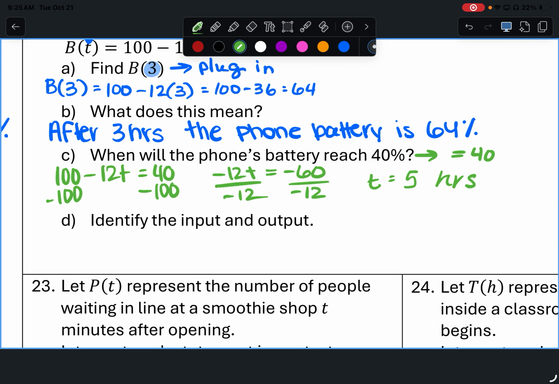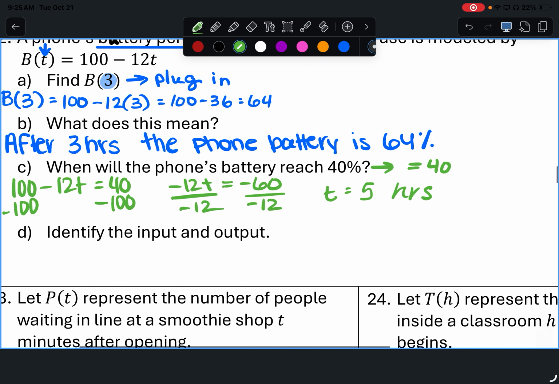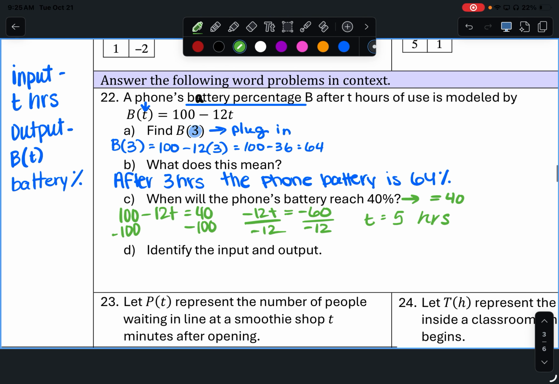This is not a very good phone battery. But honestly, that is about where my phone battery was at before I got a new phone. So it was not good. It would be dead by the time I got home. It was awful.